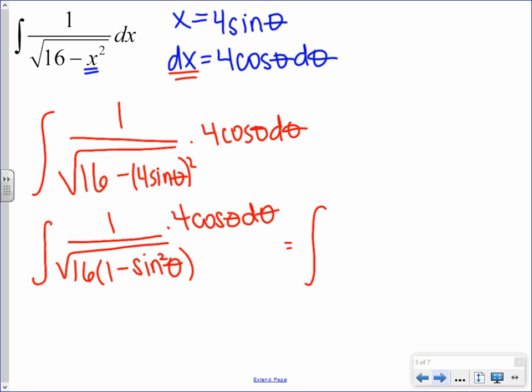All right, what is 1 minus cosine squared? Oh, dang it. What's 1 minus sine squared? Cosine squared. And what's the square root of 16 cosine squared? It's 4 cosine theta, right? So now you have 4 cosine theta. So our denominator simplified down to 4 cosine theta, and we're multiplying by 4 cosine theta.